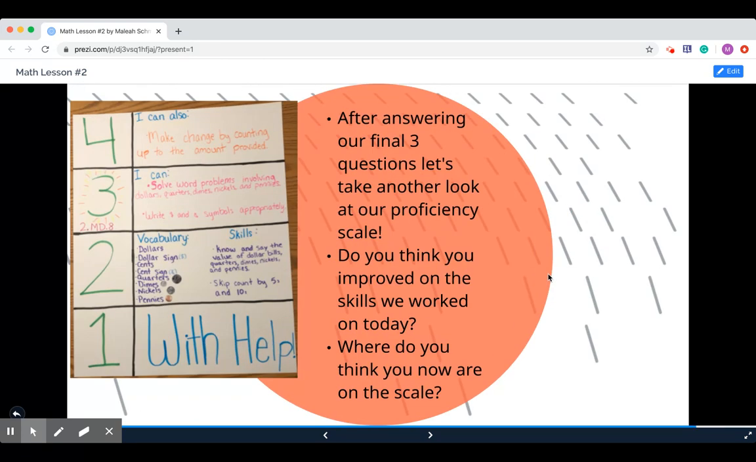Okay, after we've answered our final 3 questions, let's take another look at our proficiency scale. Do you think you improved on the skills we worked on today? Where do you think you are on the scale now? Take a minute and think.